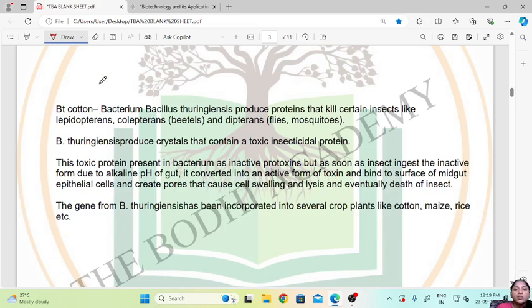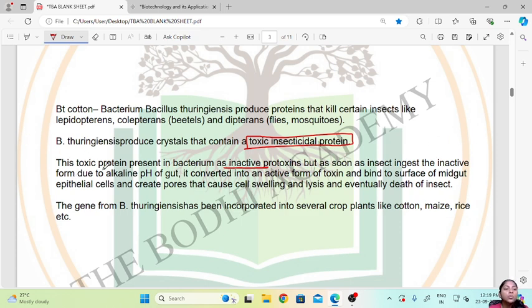Talking about Bt cotton, the bacterium Bacillus thuringiensis produces proteins that kill insects like lepidopterans, coleopterans, that is beetles, and dipterans, that is flies and mosquitoes. Bacillus thuringiensis produces crystals that contain a toxic insecticidal protein. This protein present in the bacteria is in inactive form. It is an inactive protoxin.